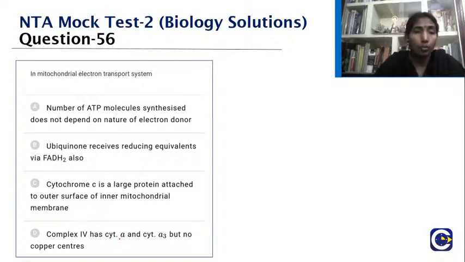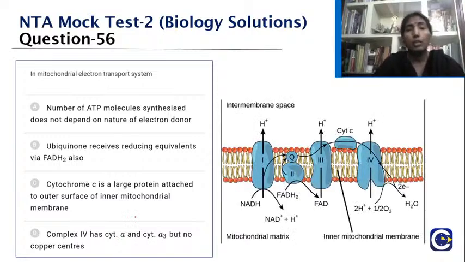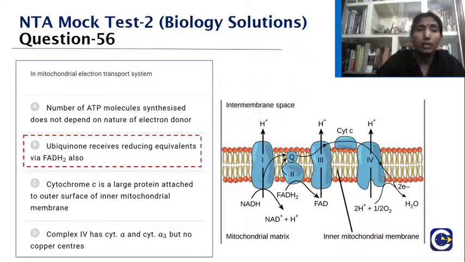Complex 4 has cytochrome A and cytochrome A3 but no copper centers. Here, first you need to understand that the ubiquinone is going to receive the reducing equivalence via this FADH2. That is, the ubiquinone via this NADH2 will have the 3 ATP, and that FADH2 with that 2 ATP along with the copper center. So the ubiquinone receives the reducing equivalence via the FADH2. So this is the right one, because complex 4 will have copper centers.